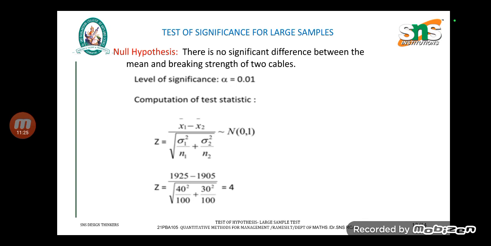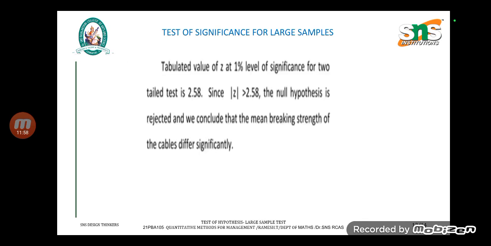The test statistic Z is the difference between the two means, x1 bar minus x2 bar, divided by the root of sigma 1 square by n1 plus sigma 2 square by n2. The first average is 1009.25 and the second average is 1009.5, divided by the root of 40 square by 100 plus 30 square by 100. After reducing that, we get the value 4.